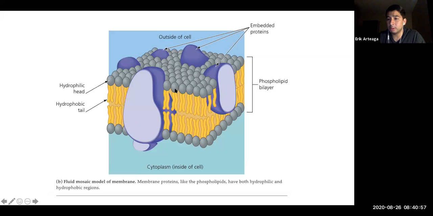Okay, so this plasma membrane is constantly in motion, right? And that's important to know that this isn't just staying there. These things are actively moving.